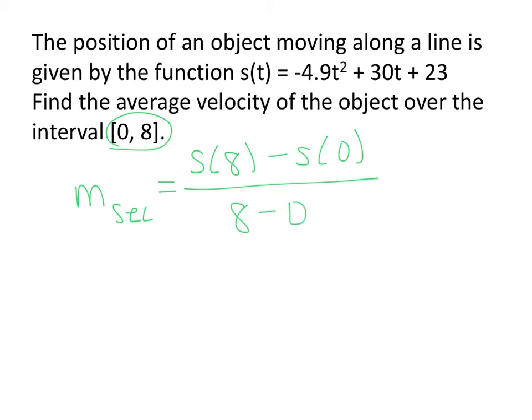Okay, so I calculate my S of 8, and I did do this ahead, I plugged it right in. This is negative 50.6 minus S of 0, which is just going to be 23, divided by 8. So this ends up to be negative 9.2. And I didn't give units, so it's whatever the distance per time is.